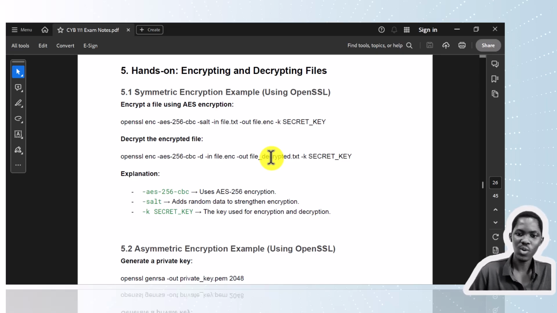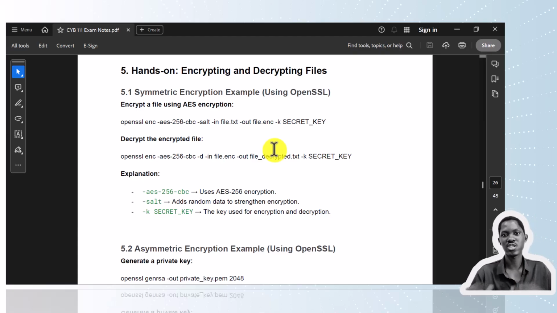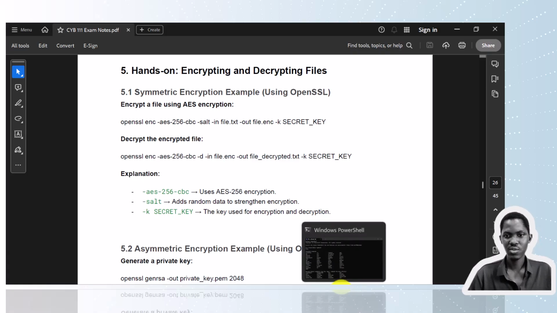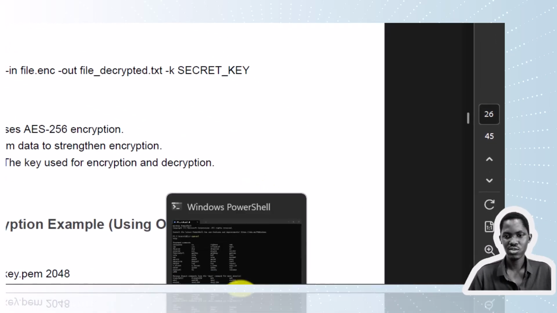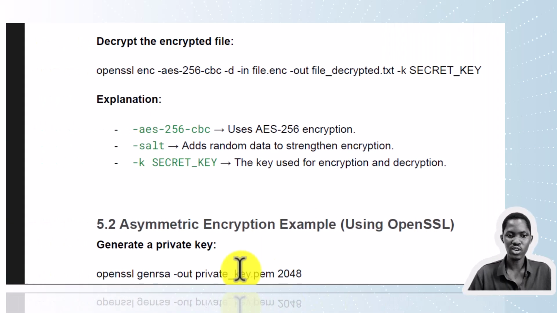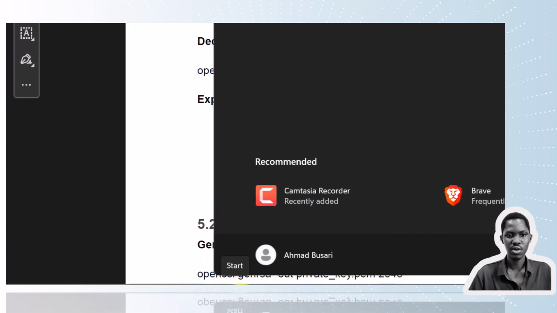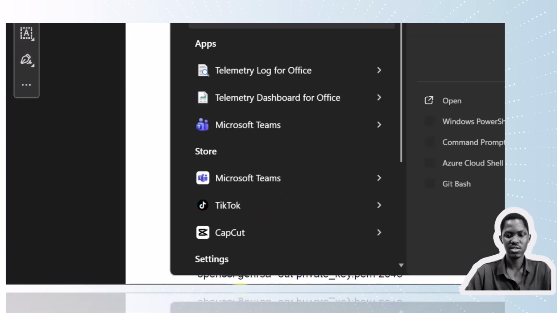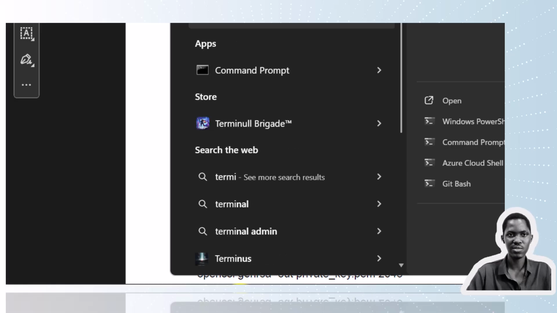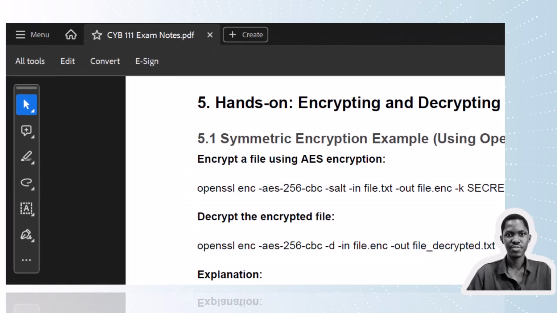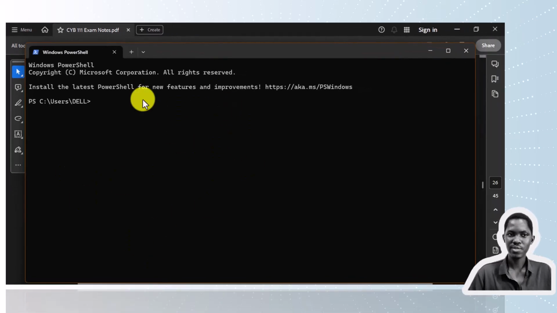So we have hands-on on encryption, both symmetric and asymmetric. We'll start with symmetric first, and we are going to be using OpenSSL, right? I'm going to be using OpenSSL. If you are on a Windows laptop, go to Windows and type terminal. I hope you can see my screen. Once you type terminal like this, this will bring you your terminal.